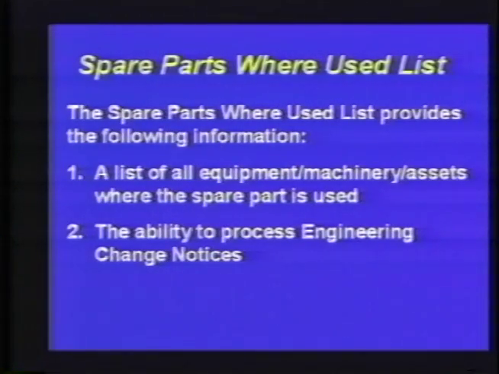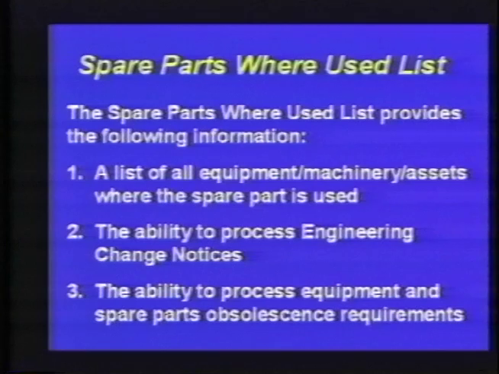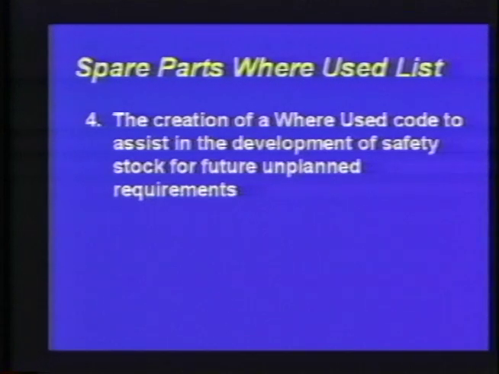Number 2 indicates the ability to process engineering change notices, which I had just indicated. 3, the ability to process equipment and spare parts obsolescence programs. And again, I've talked about that previously. 4, the creation of a where used code to assist in the development of future unplanned requirements. Now, we show items 2, 3, and 4 individually on this list, even though I had described them, but we'll actually show you how they're processed and implemented.